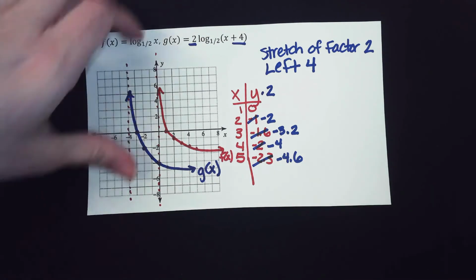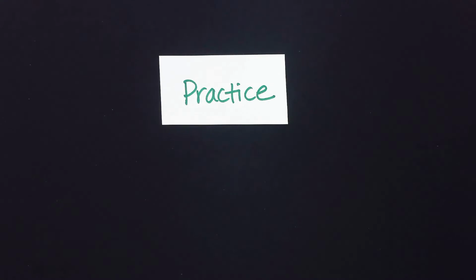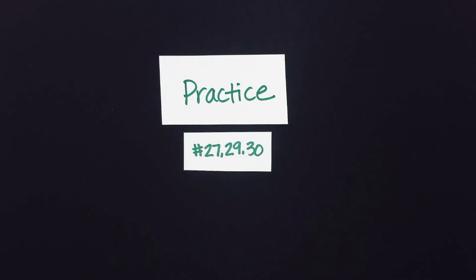Okay, so now I want you to go to the practice and finish it up by doing numbers 27, 29, and 30. Submit it on Big Ideas, and then submit your score into Canvas.